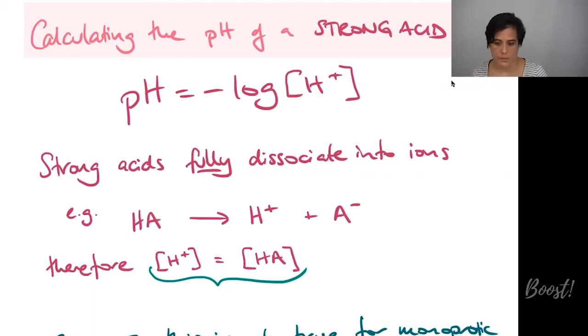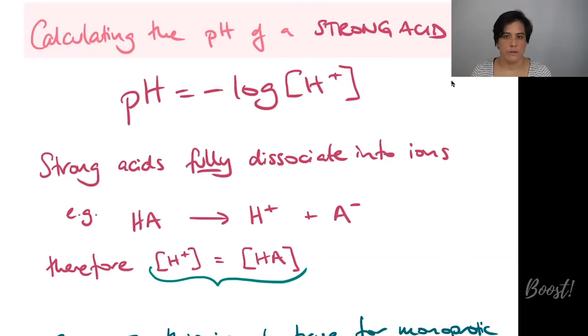Strong acids are the easiest thing to calculate pH for, because strong acids fully dissociate into their ions. So if we have HA, it's going to fully dissociate into H+ and A-. So if we had 1 mole per decimeter cubed of HA, then we'll have 1 mole per decimeter cubed of H+ and 1 mole per decimeter cubed of A-. So the concentration of H+ will equal the concentration of the HA, which is our acid.